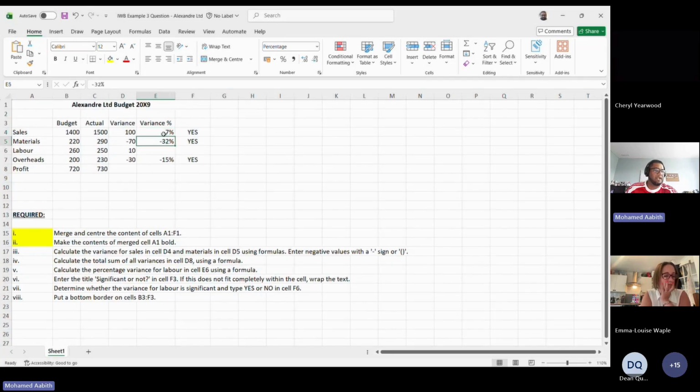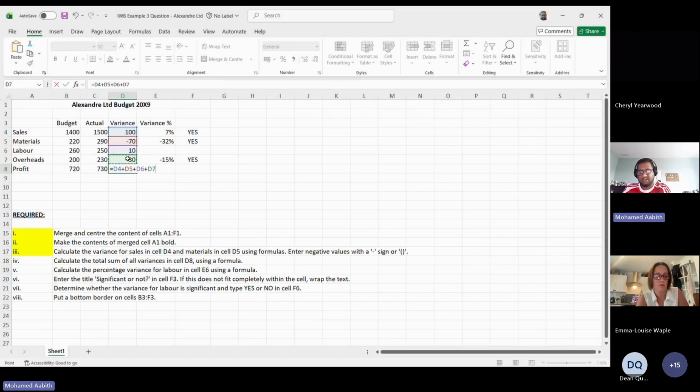So what we now have to do, we need to think about in case I don't get the right number, I need to check whether they're right or wrong. Okay, but let's see here. I have done the third one. Fourth one, calculate the total sum of all the variation in cell D8 using a formula. So here I have to do a formula to calculate all the variances. What I'm going to do, I'm going to say this plus this plus this plus this.